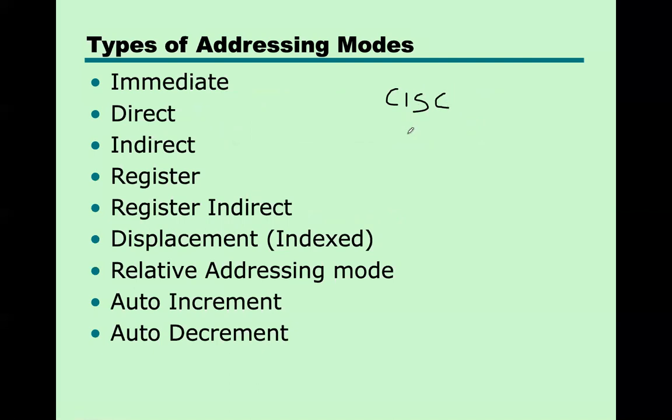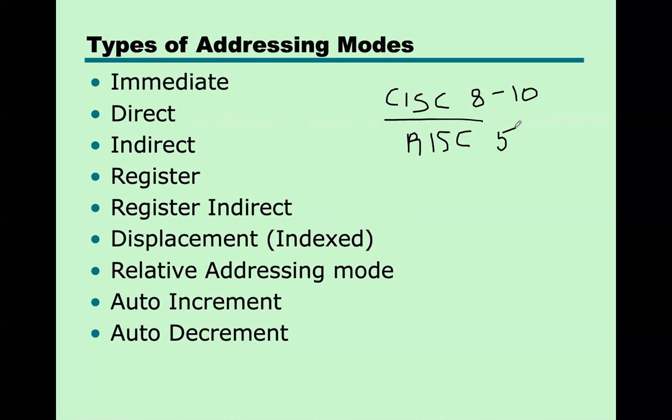Suppose there are different instruction set architectures: one is CISC and the second one is RISC. What does it mean, RISC and CISC? CISC means complex instruction set architecture, and the second one is reduced instruction set architecture. So these addressing modes depend on which instruction set your computer is using. If it is using a complex instruction set architecture, it may use 8 to 10 addressing modes. And if it is using a reduced instruction set architecture, it may use up to 5 addressing modes only.